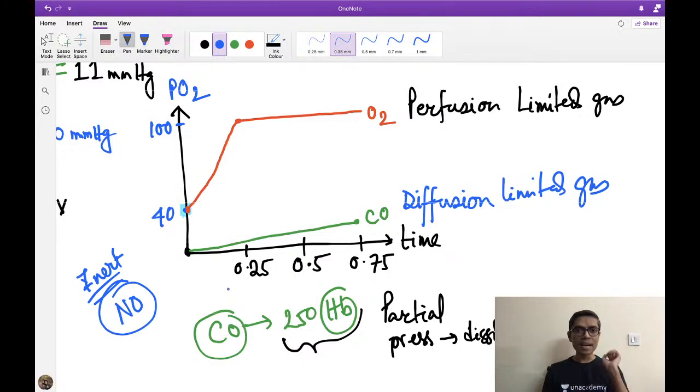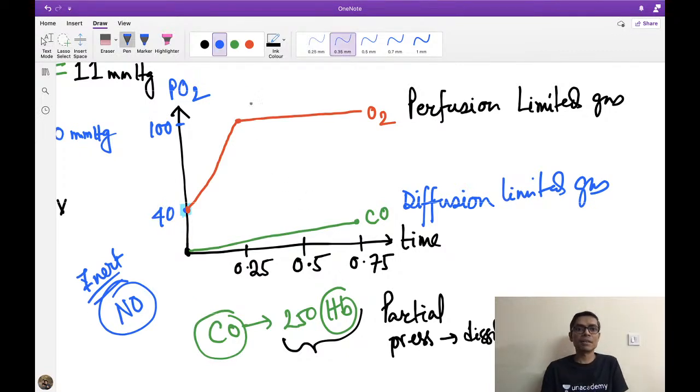So if you give an inert gas, look at how the diffusion curve will look. Whenever the inert gas, nitrous oxide, enters at the level of the capillary, it is not going to combine with hemoglobin. So all the nitrous oxide which has been transferred into the blood will remain in the dissolved portion. If it remains in the dissolved portion, what will happen to its partial pressure? It will be very, very huge.